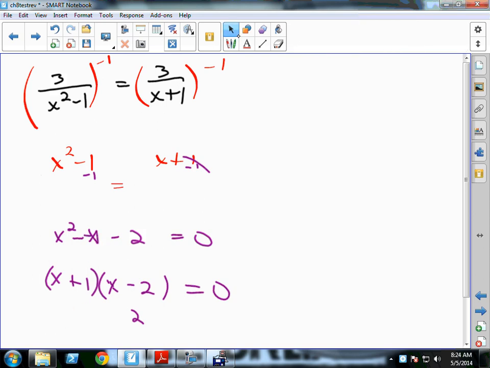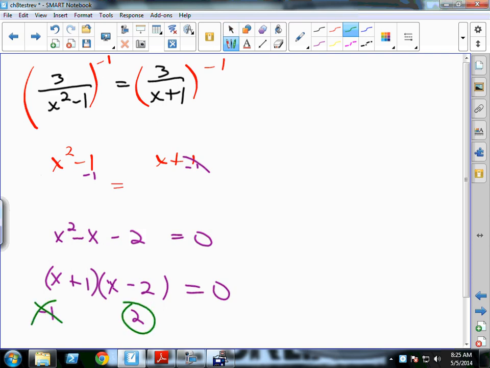If we put a negative 1 in right here, what happens? What do we get? We get a 0 in the denominator. Can that happen? So what do we say about negative 1? It's extraneous. It's not a solution. So the only solution here is the 2. Okay? 2 is the only solution. This negative 1 is extraneous. So we just get the one solution there. How's everybody doing so far? All right?